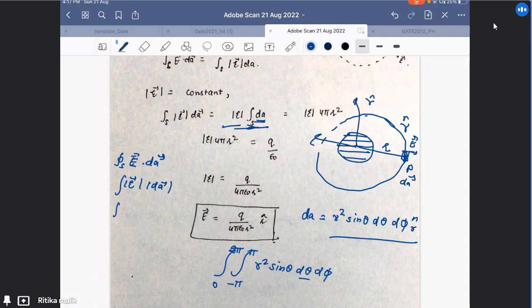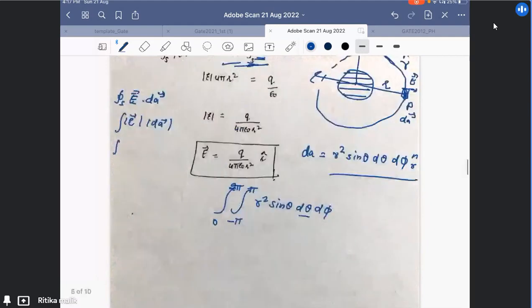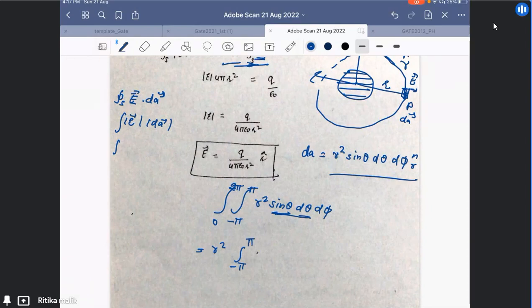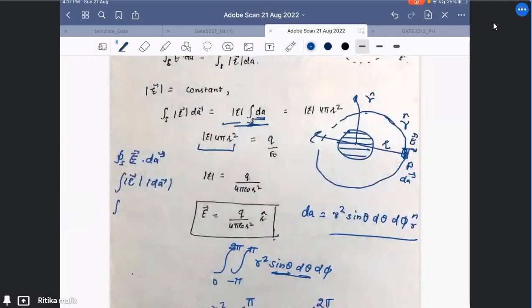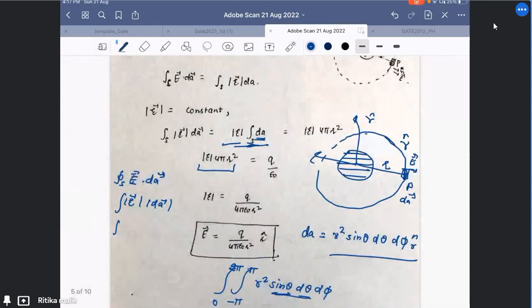So this integral will then become r square, integral from minus pi to pi of sine theta d theta, and this one is separated out, and integral from 0 to 2 pi of d phi. So we are left with 2 into 2 pi into r square, that is 4 pi r square. So we are left with mod E into 4 pi r square. And since the charge lies completely inside the Gaussian surface, Q enclosed is Q.